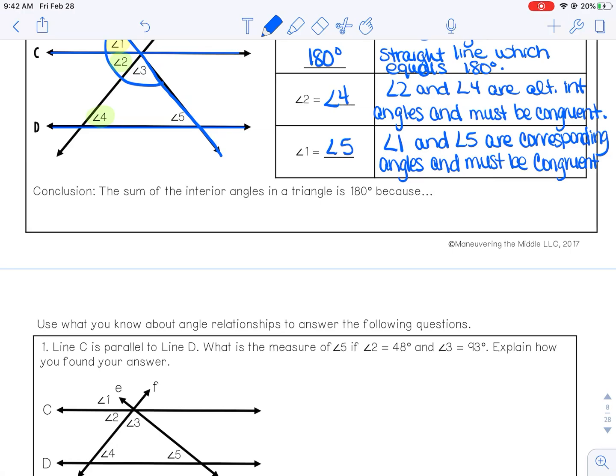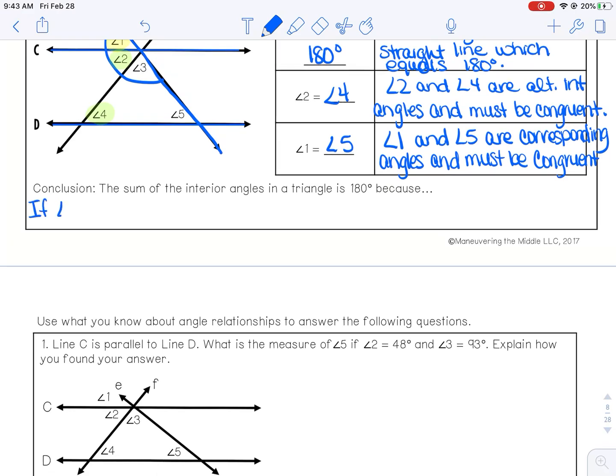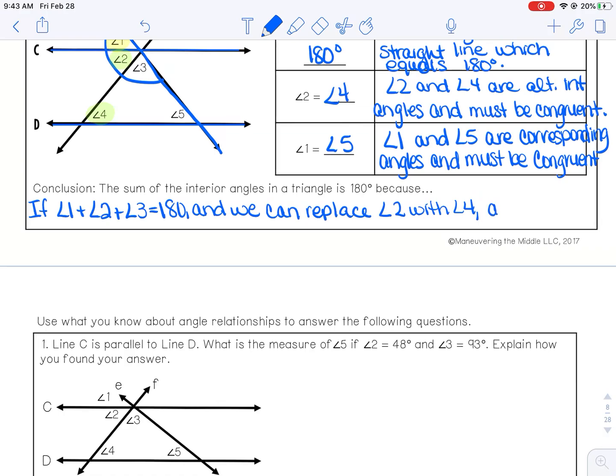The conclusion: the sum of the interior angles in a triangle is 180 degrees, because if angle 1 plus angle 2 plus angle 3 equal 180, and we can replace angle 2 with angle 4, and angle 1 with angle 5, then angle 3 plus angle 4 plus angle 5 is equal to 180 degrees. Take a minute to finish writing that out.